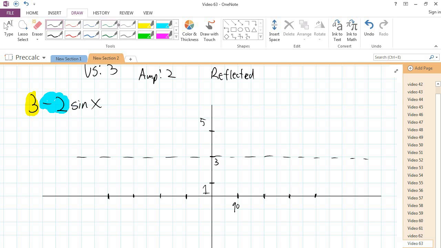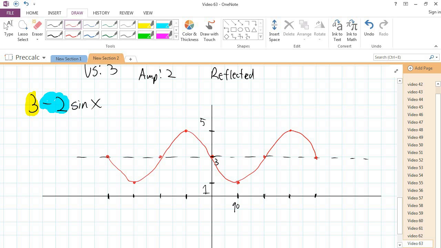If this were a plus sign, I would go middle, up, middle, down. I would do something like this. It's not a plus, it's a minus, so I'm exchanging my highs and my lows. Middle, and instead of up, I'm going down. Middle, down, middle, up, middle. And then I just keep that wave going on the other side. Here's my sine graph.